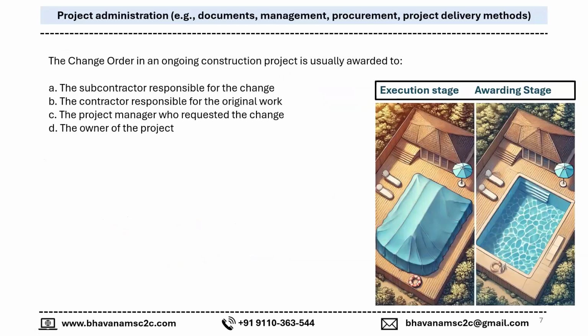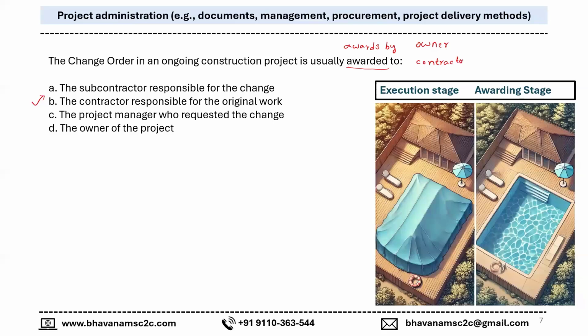The change order in an ongoing construction project is usually awarded to whom? The owner of the project. No, it's not awards, it's awarded. If it is awarded by, then it is the owner. The options are project manager, contractor responsible for the original work, or subcontractor. Yes, awarded to the contractor responsible for the original work, and awarded by the owner.